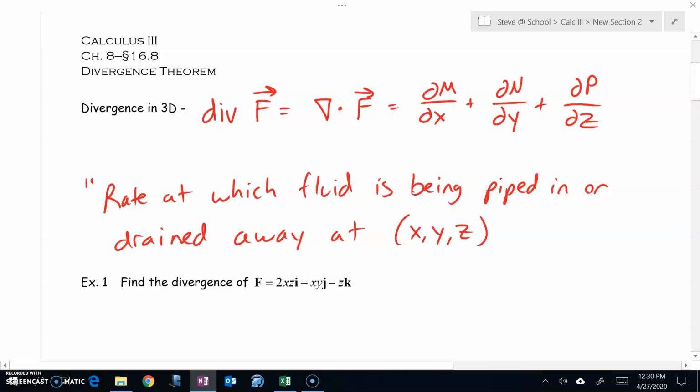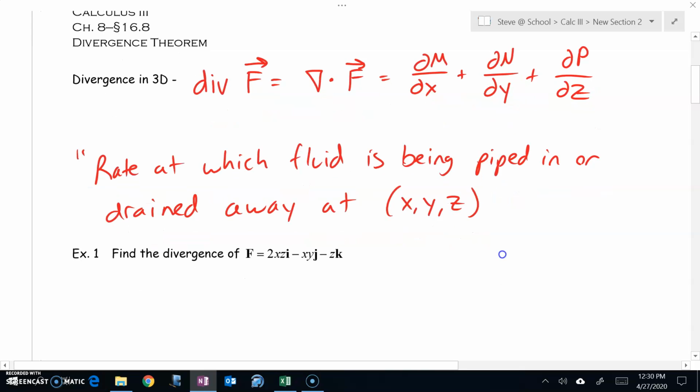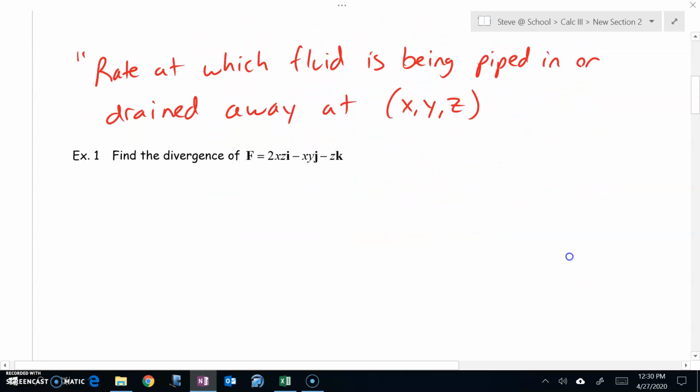So what is the divergence again? We'll recap what that is. We did this in the Green's theorem section as well. Again, it's just the gradient dotted with the field, and it's the rate at which the fluid is being piped in or drained away at that point. Okay. Again, as I'm going, please pause the screen to write things down, because I'm on a time limit here, so I'm going to keep going.